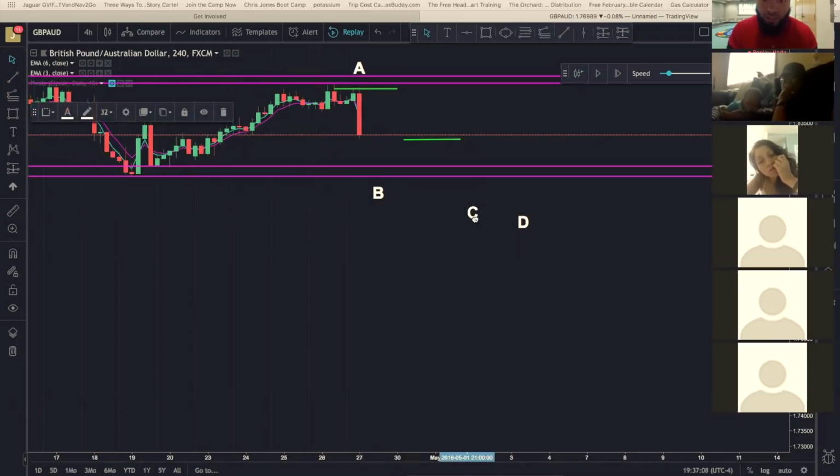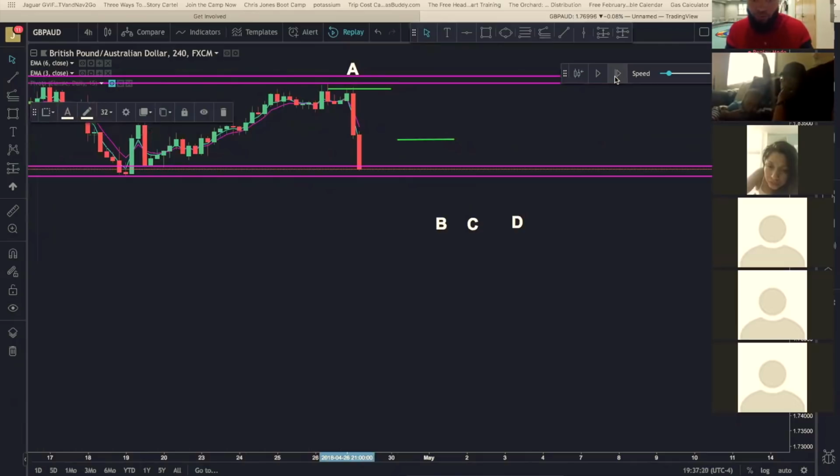Get your letters marked up, and when you get good enough, you'll be able to see it without putting the letters up. We got our A because it reversed at our zone. We got our A, okay? Possibly A, right? Let the trade happen. We're on the 4 hours. That was another 4 hours that went by, okay?